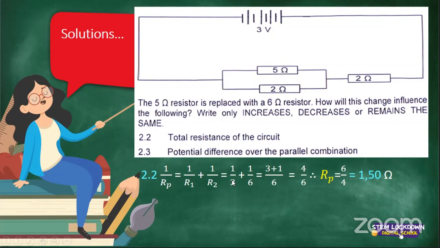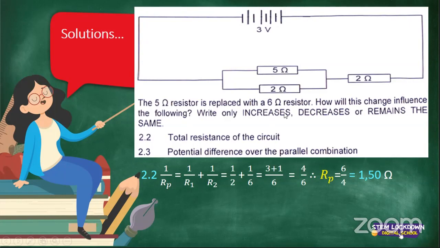Then 2 goes how many times into 6? 3 times. 3 times 1 is 3. Plus 6 goes how many times into 6? Once. And then 1 times 1 is 1. Then we have 3 plus 1, which is 4 over 6. But this is 1 over Rp. We are looking for Rp, so we have to invert. Inverting it will be 6 over 4, which is 1,5 ohms. So now the total resistance of the circuit would have increased.